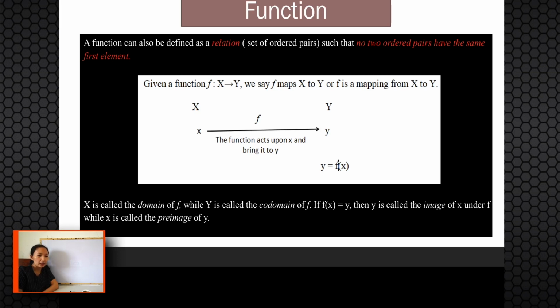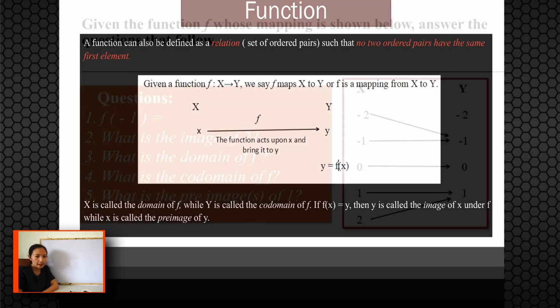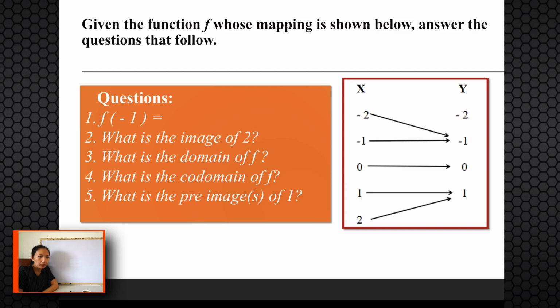So like what I said earlier, x is called the domain of f, while y is the codomain or the range. Or sometimes we even encounter the words such as image and pre-image. Y is called the image and x is the pre-image. Okay? Next, the mapping is given here. Here is an example of a function. This is an example of a function and it is presented in the form of a mapping.